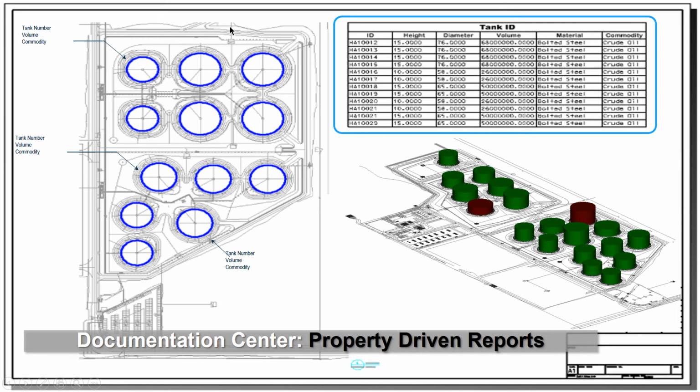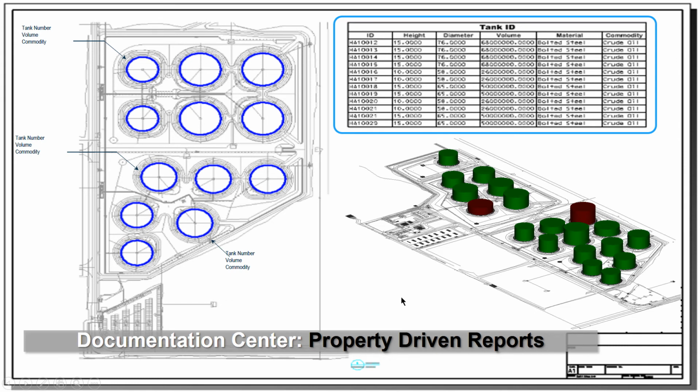So then you can take these property-driven reports. So this table here, none of this was typed in. It was all generated automatically by me running a report saying, I want to show IDs, heights, diameters, volume, materials, and commodities on all of the tanks inside this drawing, and then run the report.